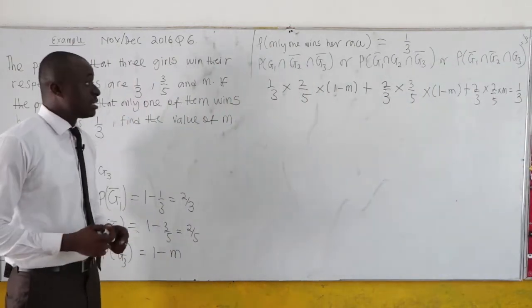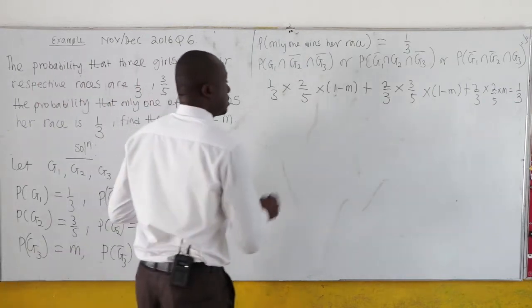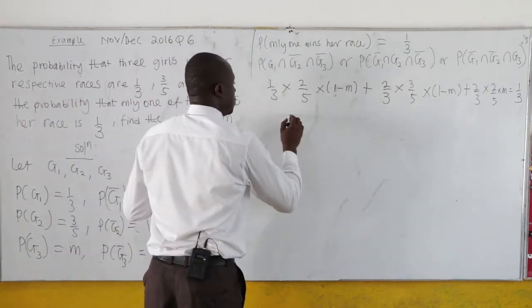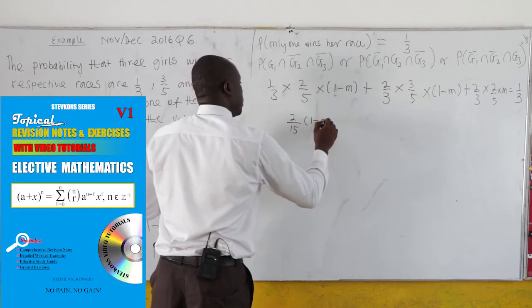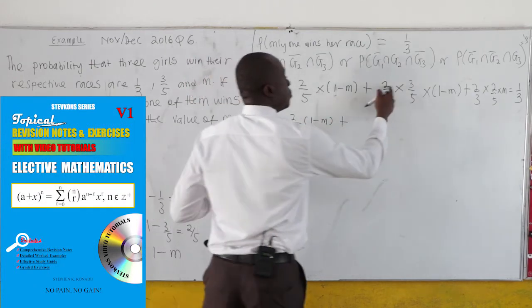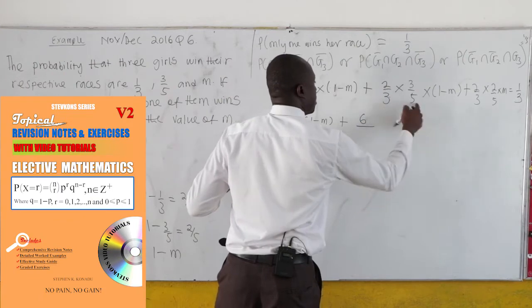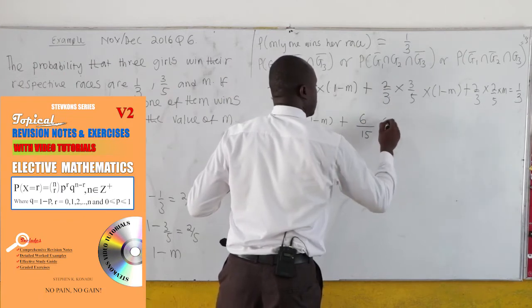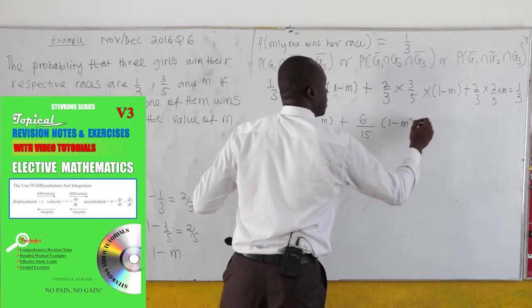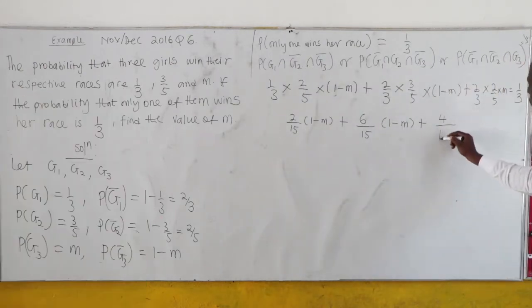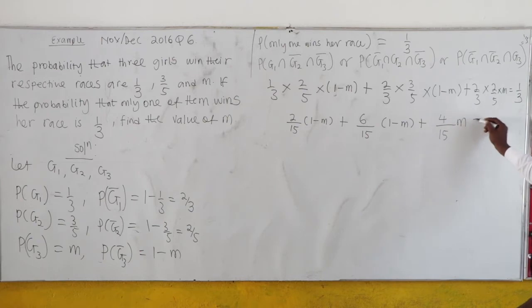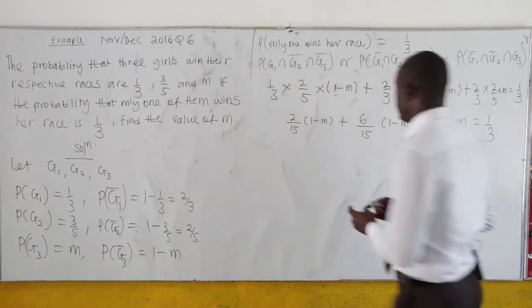Now let's make all the denominators the same, so we shouldn't cancel out. So here 1 times 2, that is 2. 3 times 5, 15. 1 minus m, plus 2 times 3, 6. 3 times 5, we have 15. 1 minus m, plus 2 times 2, 4. 3 times 5, 15 m, equal to 1 over 3.